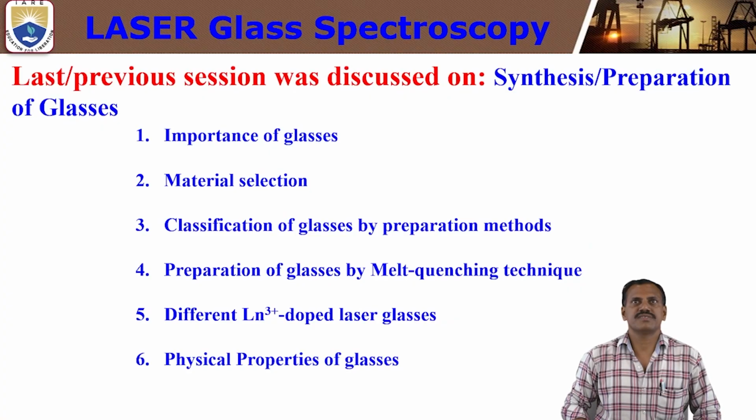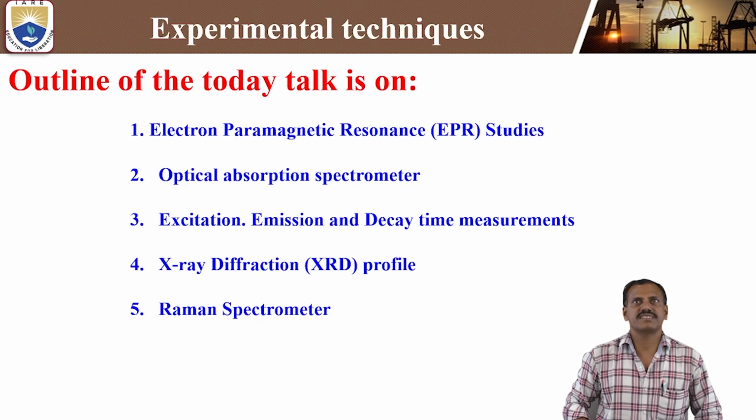In the previous session we discussed the synthesis and preparation of glasses: the importance of glass, material selection, classification of glasses by preparation methods, preparation of glasses by the melt quenching technique, different lanthanide 3+ doped laser glasses, and physical properties of glasses. Those topics we discussed in the last session. Today I am going to discuss the experimental techniques.